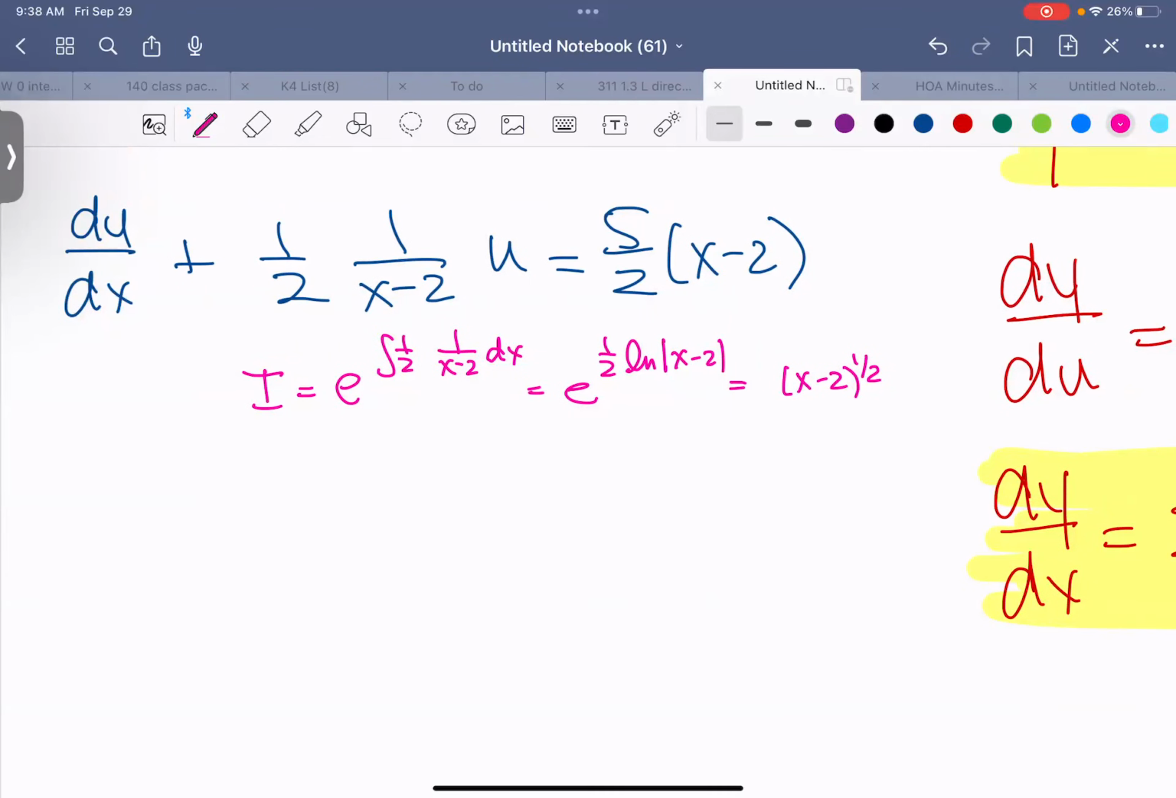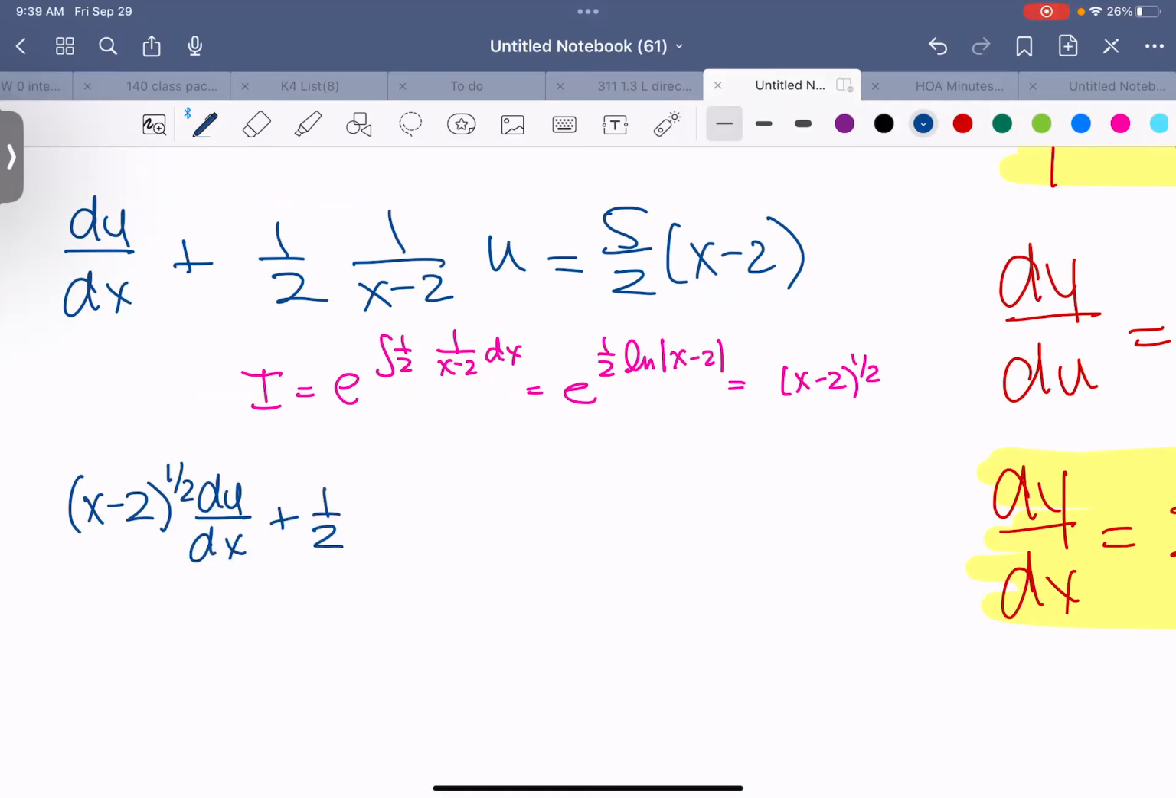Multiply that through. That becomes x minus 2 to the 1/2 du dx plus 1/2 times x minus 2 to the negative 1/2 u. So you've got a 1/2 on top and a 1 on the bottom. The 1/2 will cancel and you'll still have a 1/2 power on the bottom. On the right, that's 5/2 times x minus 2, and you're adding exponents this time, so it'll be 3/2.